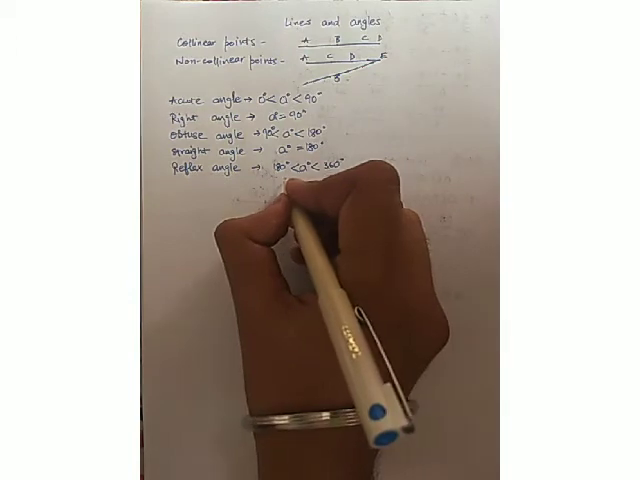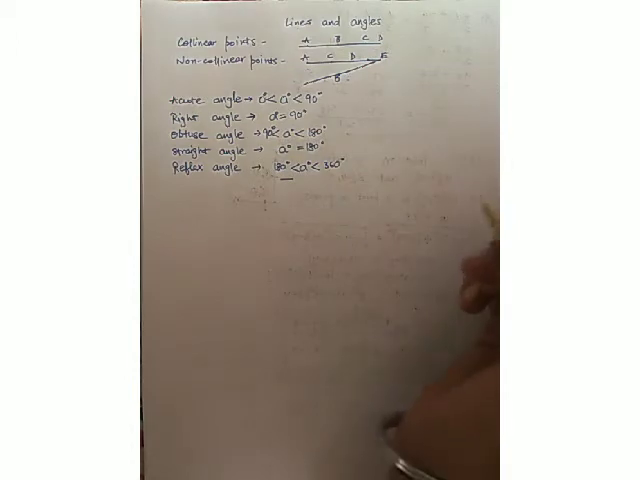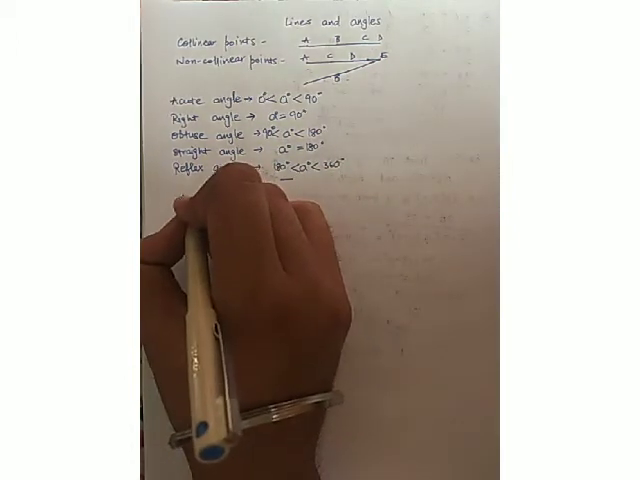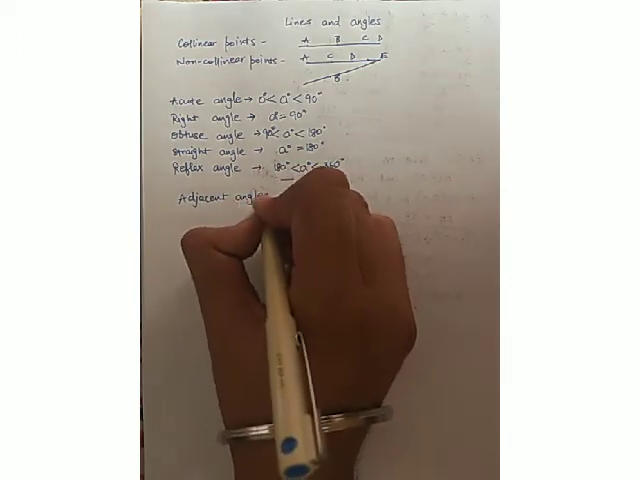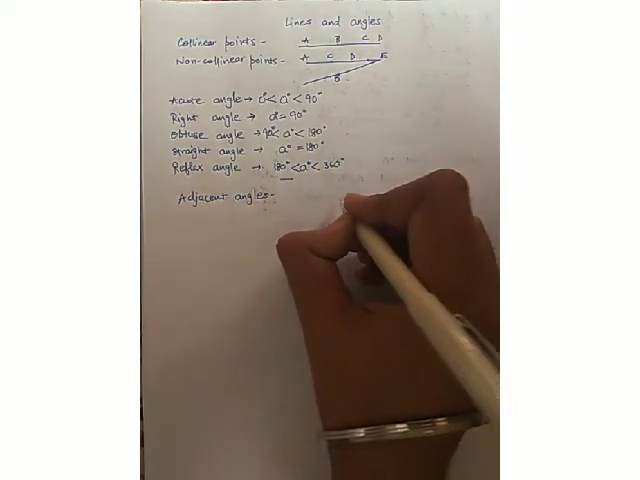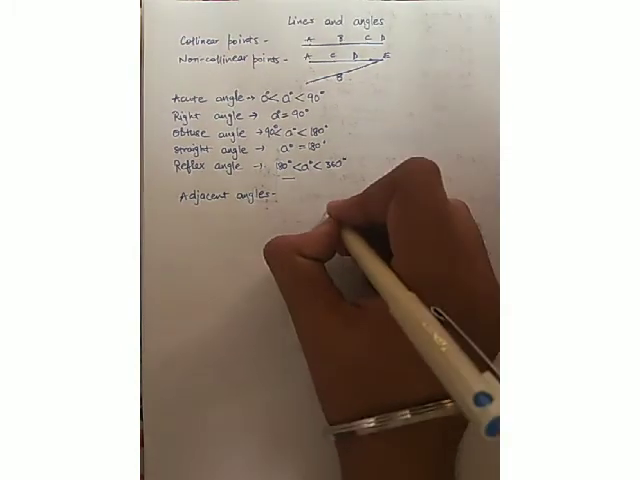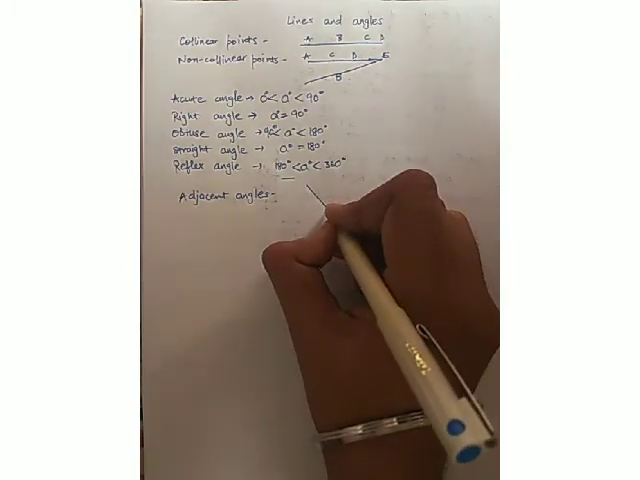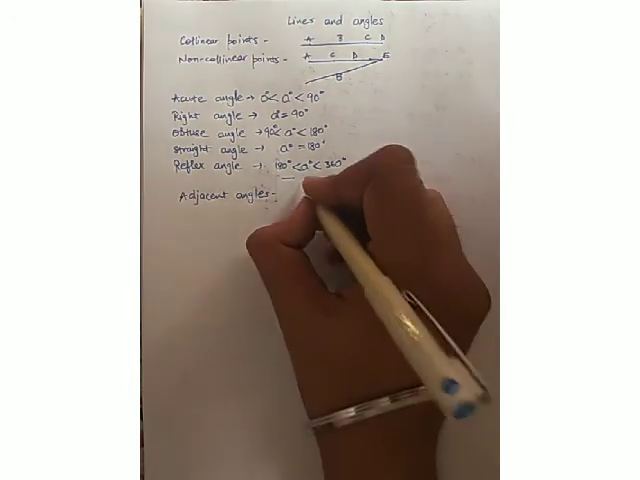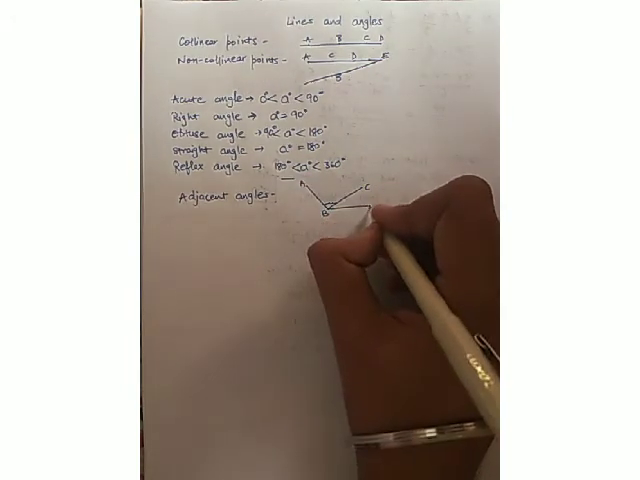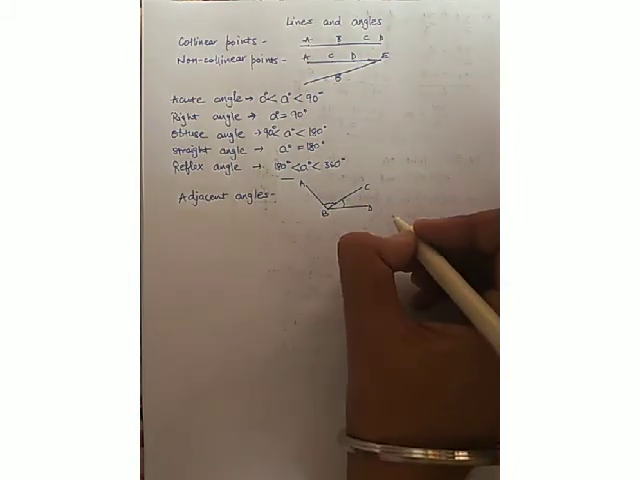Now, these are the kind of angles which depend on certain values, certain degrees. Now there are other angles which depend on their position. First of all, adjacent angles. What are adjacent angles? For example, to make you understand the adjacent angles concept, consider here is an angle, and this line is just dividing this angle into two parts. For example, it's A, B, C, and this is D. Now angle ABC and angle CBD are adjacent angles.